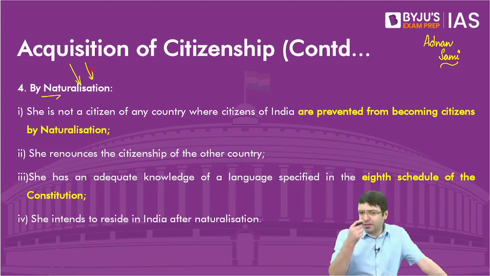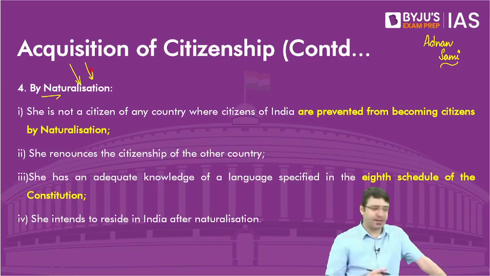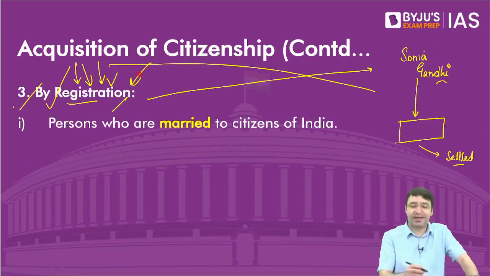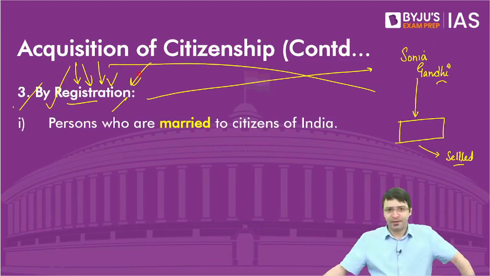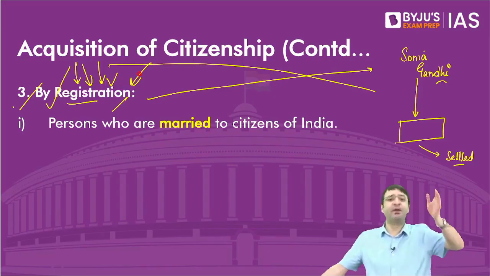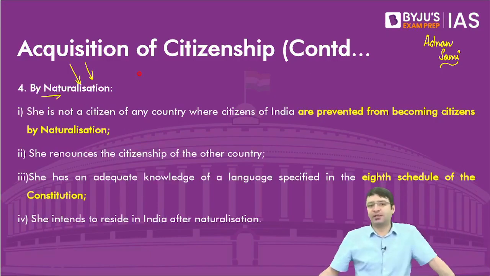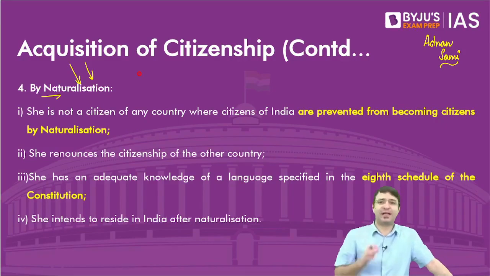But there are some conditions which you have to fulfill to become an Indian citizen through naturalization. Just like there are conditions that you have to fulfill to become an Indian citizen through registration. You have to stay in India for 7 years if you're married to an Indian. You have to stay in India for 7 years if once you were the citizen of India, but then you gave up the citizenship and you became the citizen of another country. Similarly, there are some conditions that you have to fulfill in order to become an Indian citizen through naturalization.